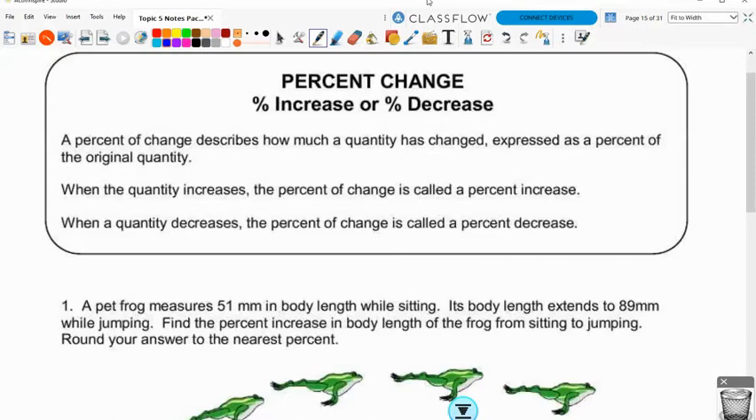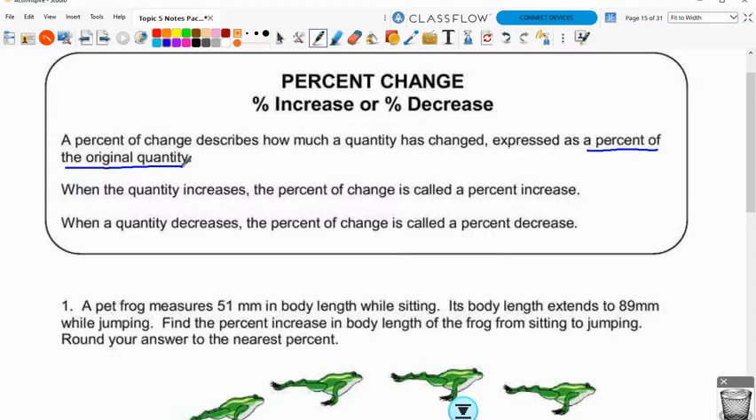In the first part of our lesson today, we're going to talk about percent change. A percent change is either going to be a percent increase or a percent decrease, depending upon how the quantity itself changes. A percent of change describes how much a quantity has changed, expressed as a percent of the original quantity. The percent change is always a percent of the original quantity. That's going to be very important later on when we're talking about the percent change equation.